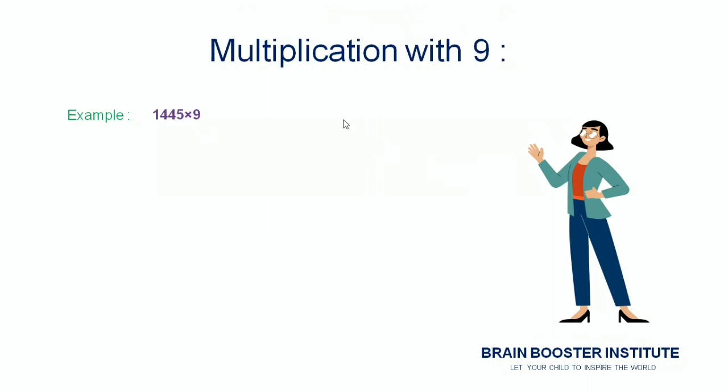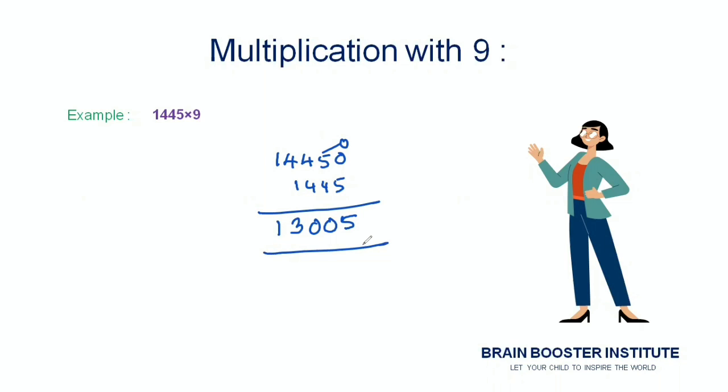So I'm taking a 4-digit number, my dear friends. What is step 1 here? Directly I'm writing 14450. Just add 0 to the right side of the number, and from this just subtract the given number. Finish. What do you get here? 10 minus 5 is 5, and 4 minus 4 is 0, and 4 minus 4 is 0. 4 minus 1 is 3, and 1. 13,005.